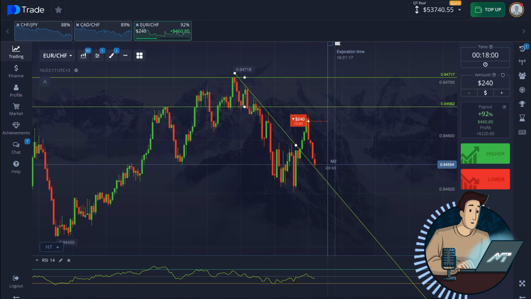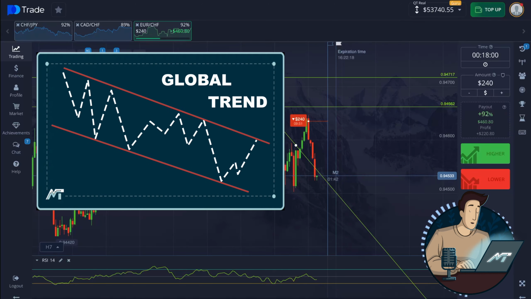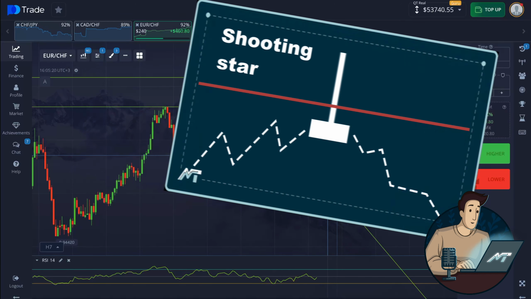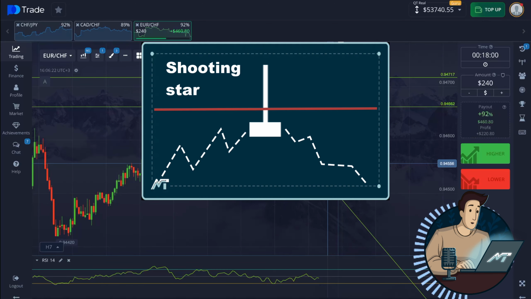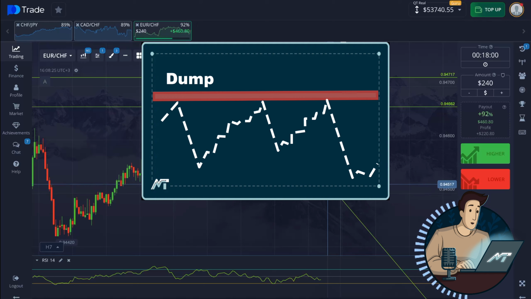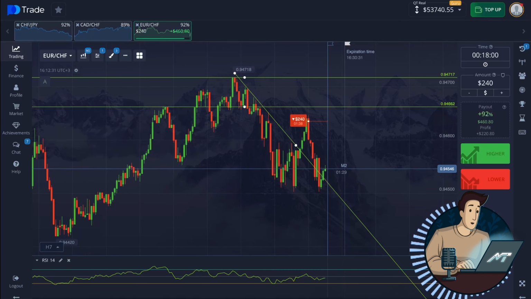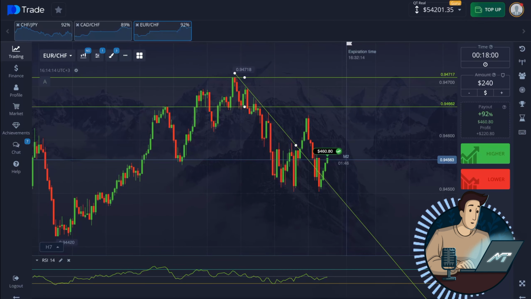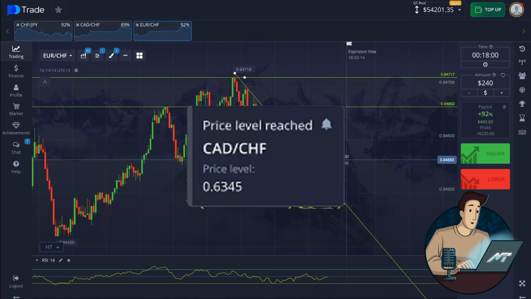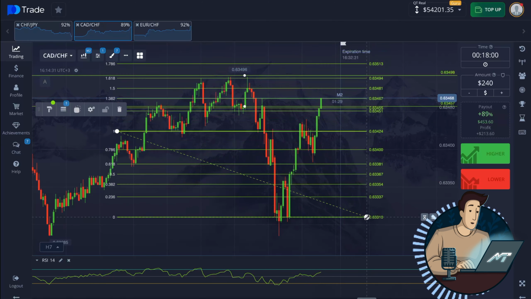A few takeaways from this one. We saw a global downtrend, a pattern that indicated a strong level, a fast drop from that level, a strong resistance right above it, and tall red candlesticks each time the price got there. In the end, the strategy works out, and we got our second trade in profit. And while we were waiting for the expiration, we got a notification. So I quickly switched to another currency pair.